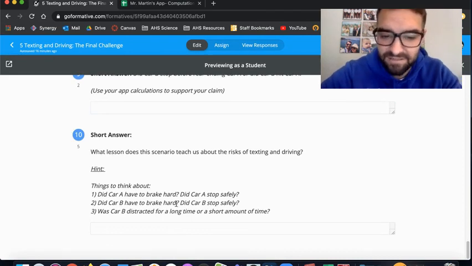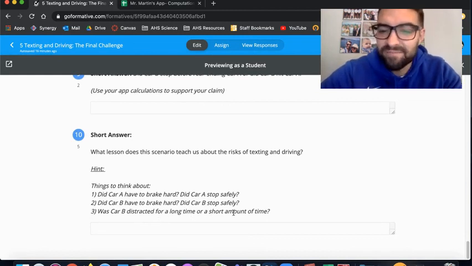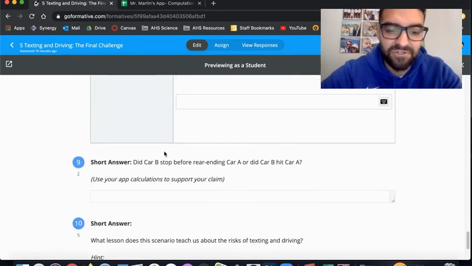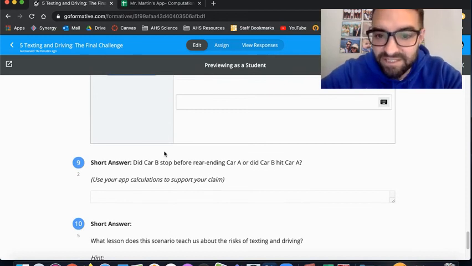And then did it stop safely? And was car B distracted for a long time or a short amount of time? And then what might that mean? Okay, in this scenario, it depends on the result that you got. So try to talk about what lesson this scenario teaches us in relation to texting and driving and the risk.